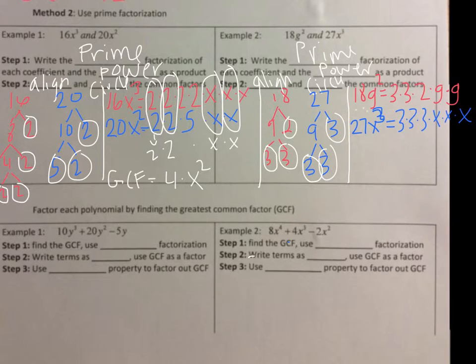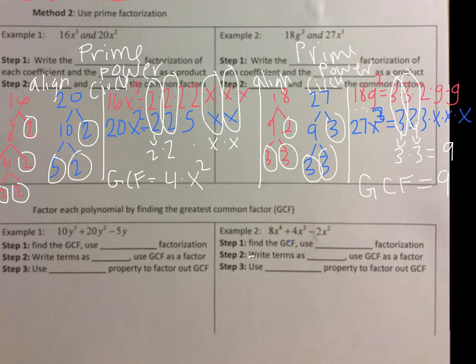So as you can see, they both have a 3 in common, another 3 in common. They don't have a 2 in common, and the g and x are not the same variable, so they don't have any variable in common. So the only thing they have in common is these two 3's. So we'll do 3 times 3, which is 9. So the greatest common factor for 18g squared and 27x cubed is 9.